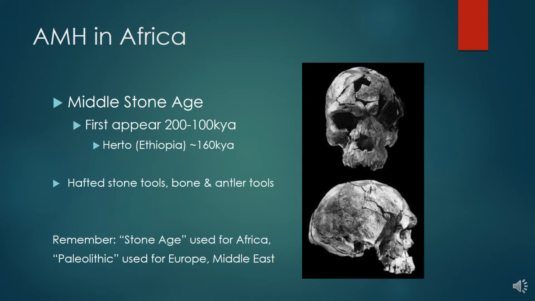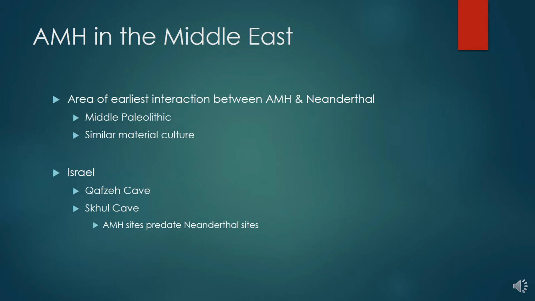And this is just a reminder that we use the Stone Age terminology for remains found in Africa, but Paleolithic, Neolithic, etc. for those that are found in Europe and the Middle East. In the Middle East, this is the area of the earliest interaction between anatomically modern humans and Neanderthals, and it takes place in the Middle Paleolithic. We see in these contact sites similar material cultures.